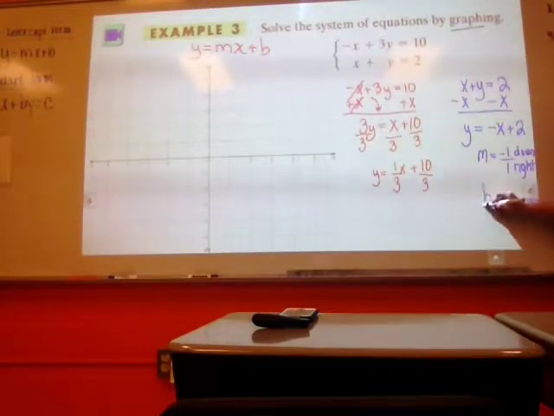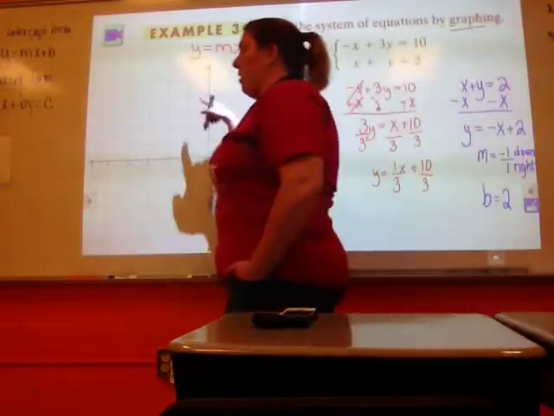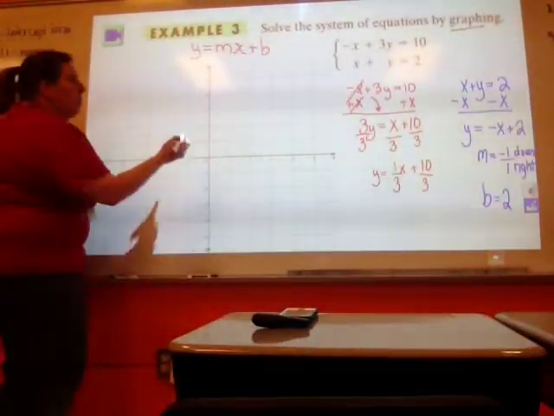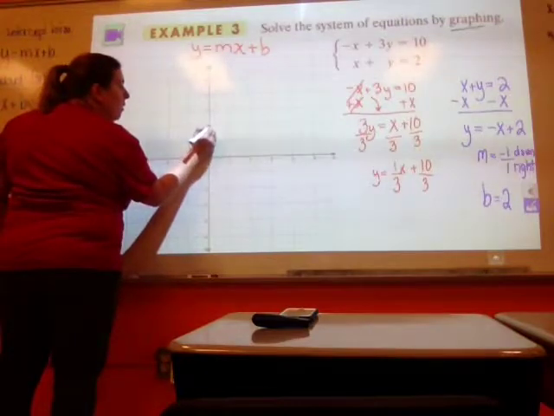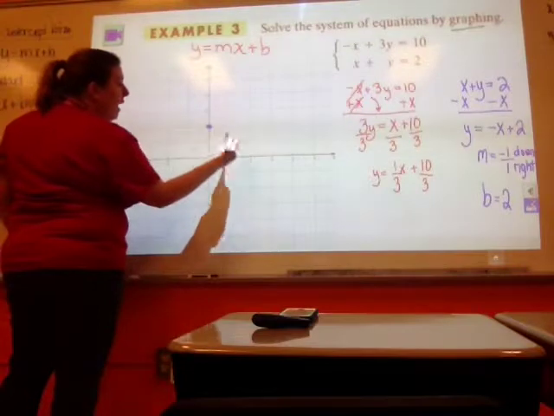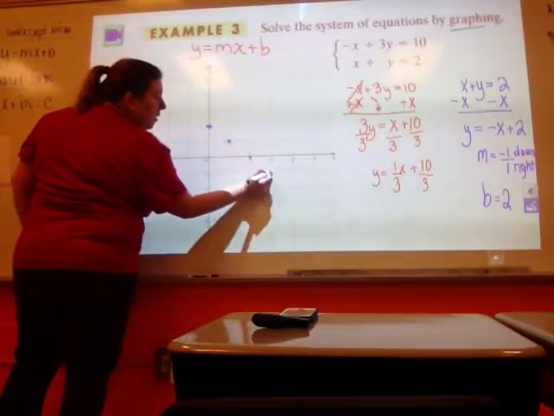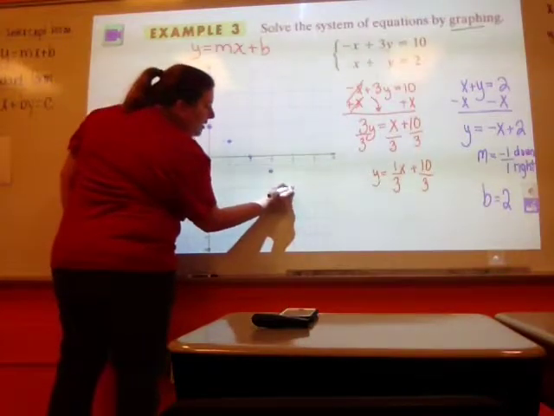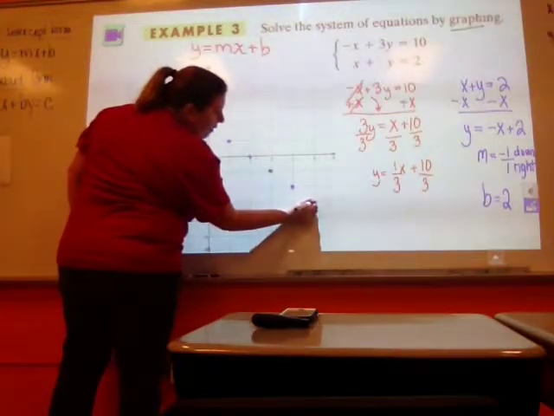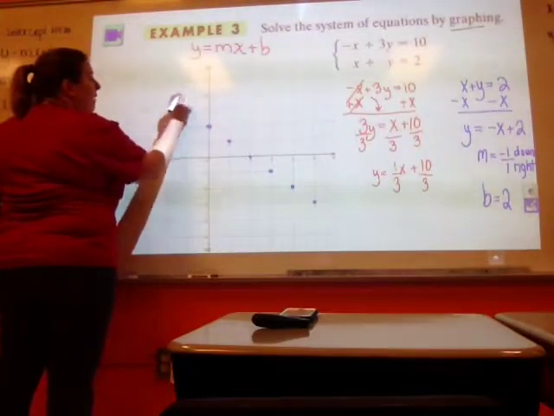What's my y-intercept? 2, which is where I'm going to start on my y-axis. Everybody agree? So I'm going to start here at 2. I'm then going to proceed to move down 1 and to the right 1. If I didn't have enough room to continue to move down and to the right, what else could I do? Up and to the left.